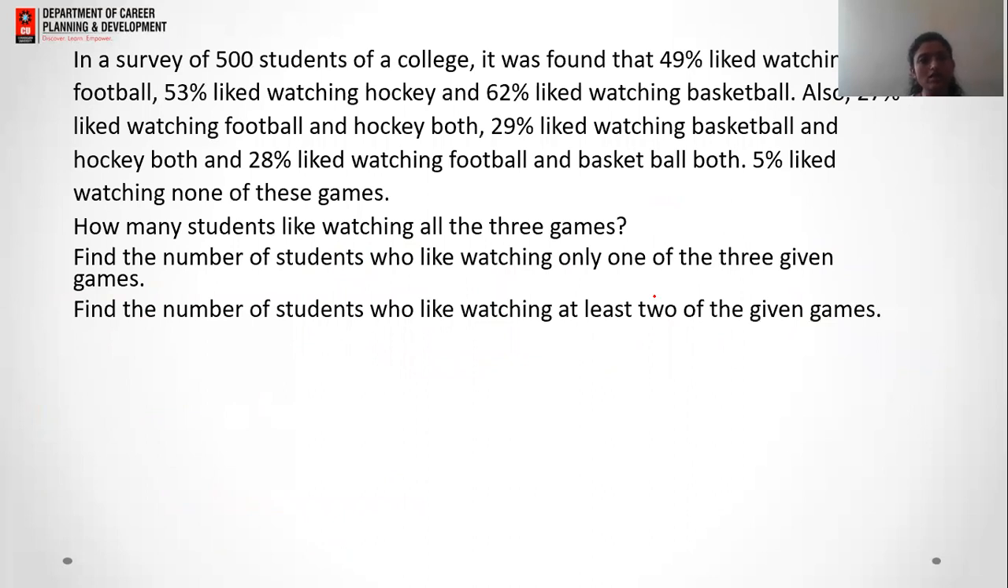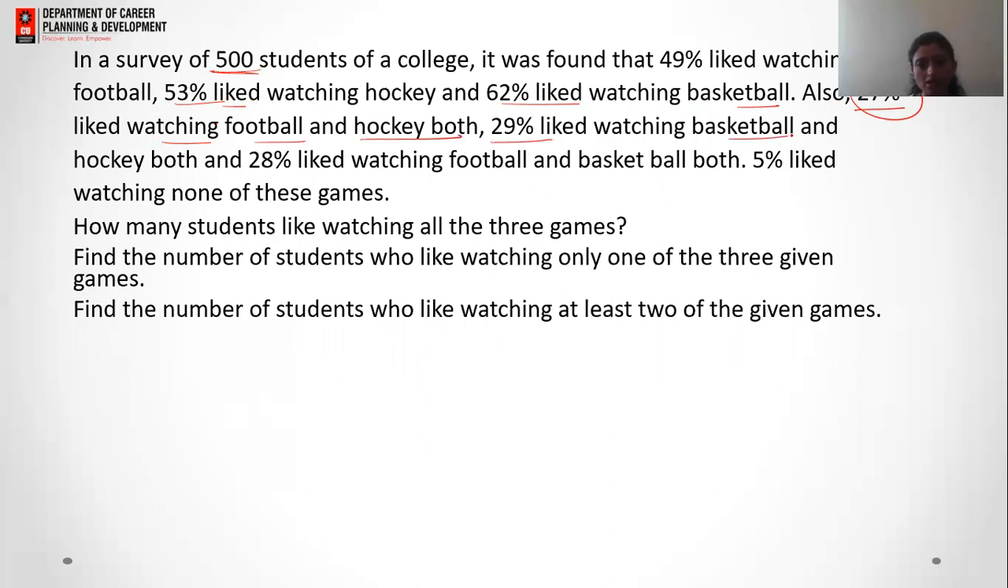So in a survey of 500 students of a college, it was found that 49% like watching football, 53% like watching hockey, and 62% like watching basketball. Also, 27% like watching football and hockey both.